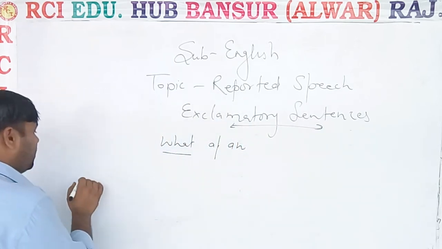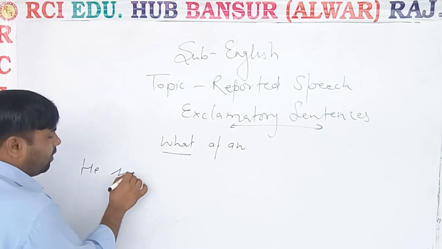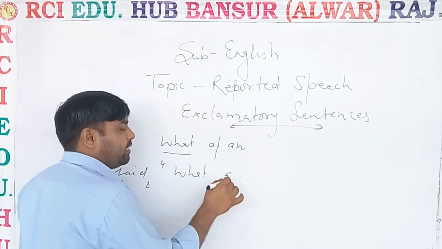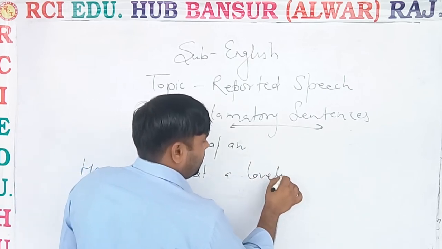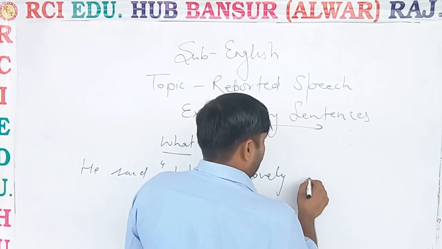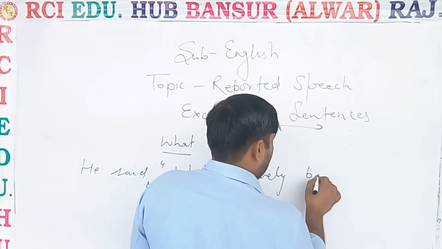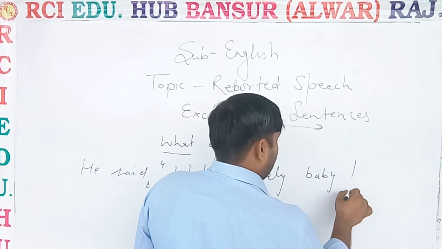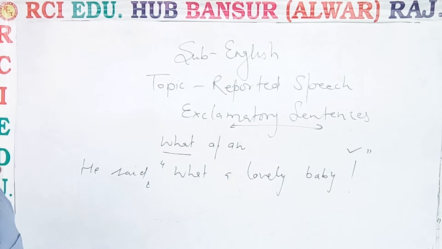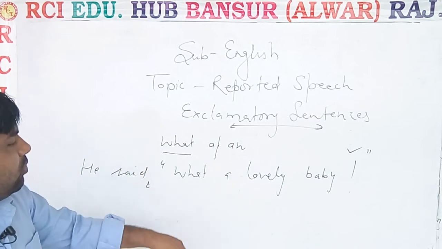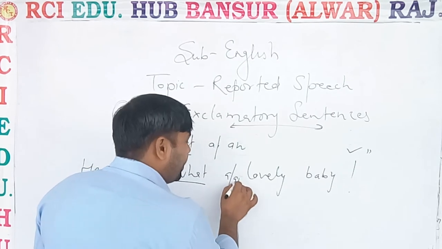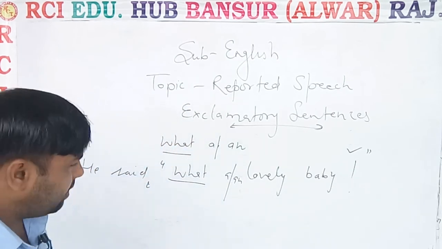For example, he said, "What a lovely baby." Always find the sign of exclamation. And one more thing: after "what" you will find "a" or "an", then it will be exclamatory.